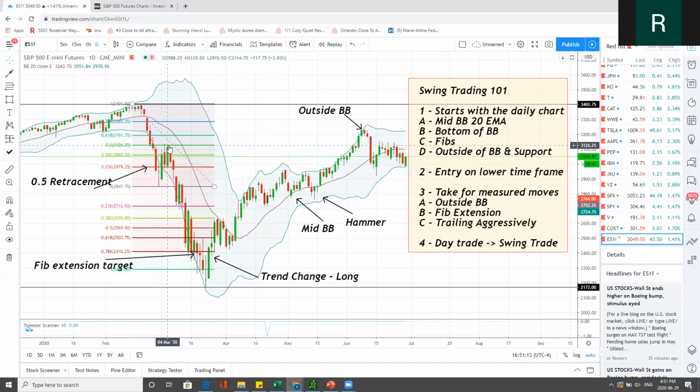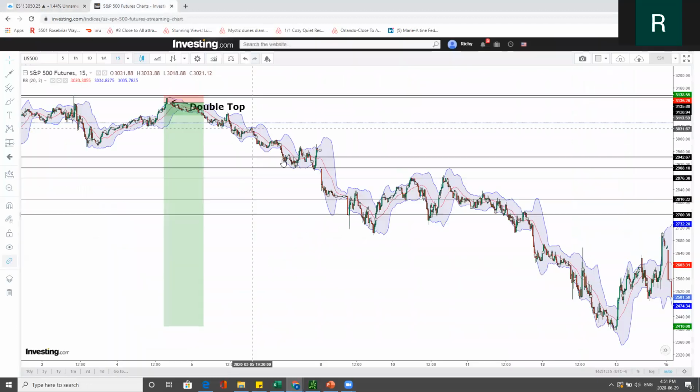It's pulling back to 50%, going down to a lower time frame and executing the swing trade and holding it for a few days. And here we can also now, with all the Fibonacci targets hit and the price trading outside of the Bollinger Band, we can see that there's a trend change, a long opportunity here with all these wicks coming in, these hammers, and this doji forming right at the bottom. So how could we have taken advantage of that?